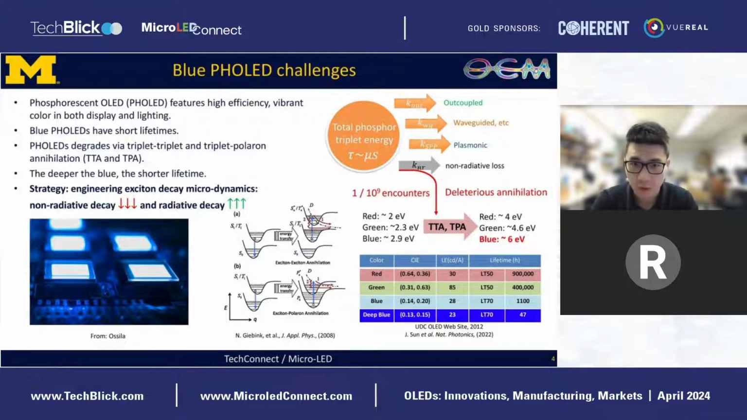So here is a chart of the red, green, blue, and deep blue PHOLED lifetimes and their efficiencies. You can see that the lifetime drops dramatically as the color goes to deep blue, because this triplet annihilation and triplet polaron annihilation is energetically driven. So our strategy here is to engineer the exciton decay rates. We want to minimize the non-radiative decay rates and increase the radiative decay rates.